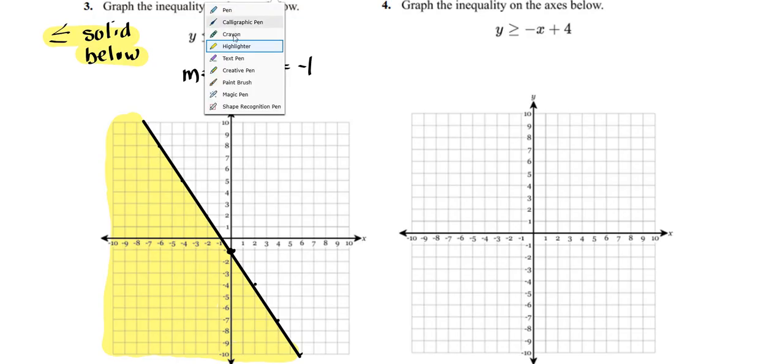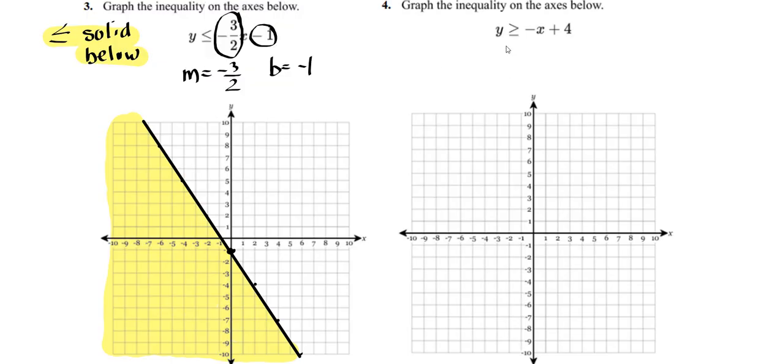All right, let's do our last one together. The number in front of x, I'm going to put a 1 there. So in this case, my slope is m equal to -1/1. My y-intercept is +4, so I'll start at +4 for my b value.